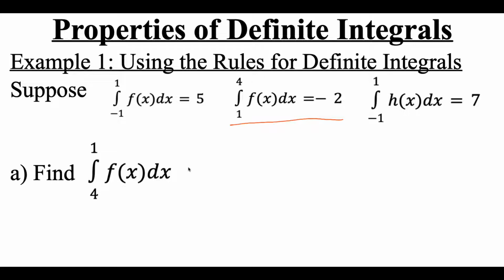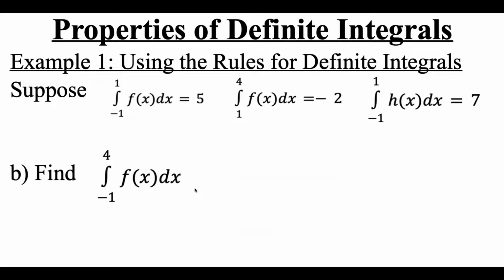But we had a property that said we're allowed to change the order on our integration. We just have to take the opposite of the answer that we're going to get. So it's going to be the opposite of the integral of our f of x function going from 1 to 4. And we know that that value is -2. So this is going to be the opposite of -2, which is just +2.